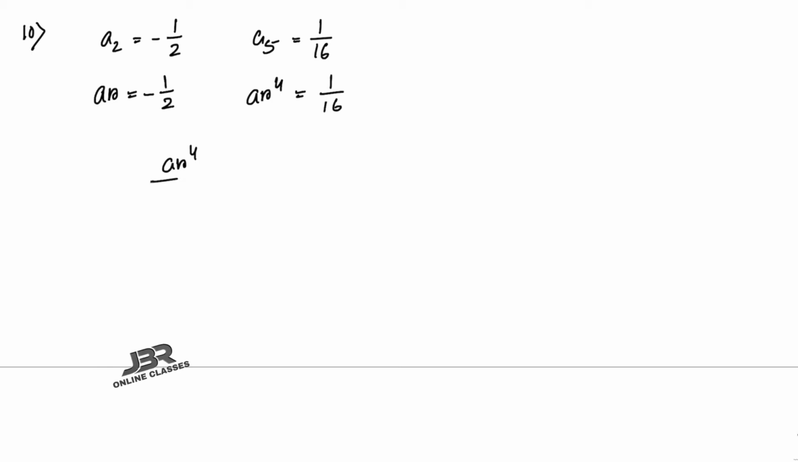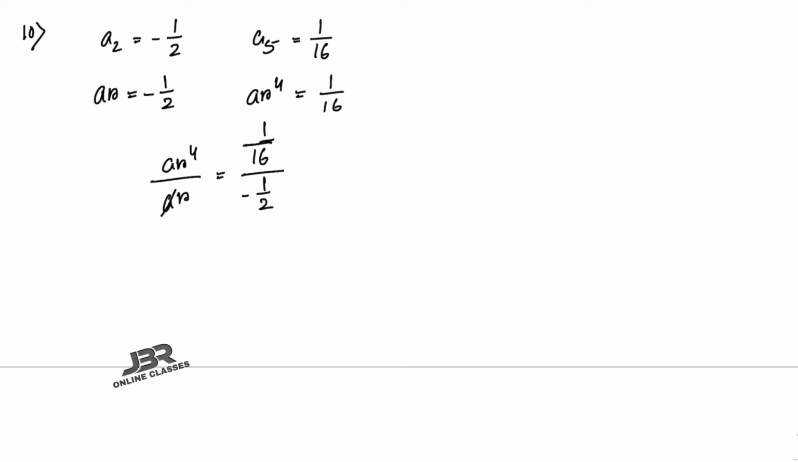Okay, so here the second term, that means A2 equal to minus half, and the fifth term, that means A5, equal to 16. And you know the formula: A2 means AR equal to minus half, A5 that means AR to the power 4 equal to 16. Now dividing this one, you can write down AR to the power 4 over AR equal to 16 divided by minus half.